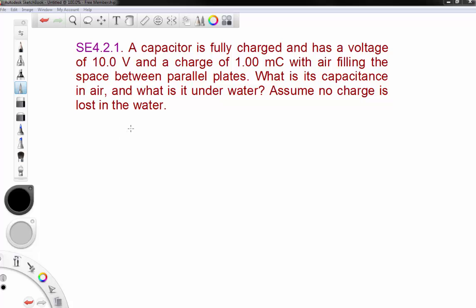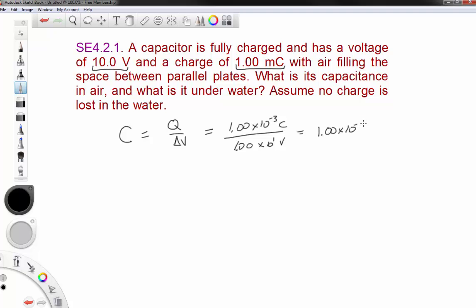So C is basically going to look like Q over delta V. And for air, we're told it's already fully charged, so these actually will work for the Q and the delta V for air. So this is 1.00 times 10 to the minus 3 coulombs divided by 1.00 times 10 to the 1 volts. And so this gives us 1.00 times 10 to the minus 4 farads. Okay, what about when we place this thing underwater?